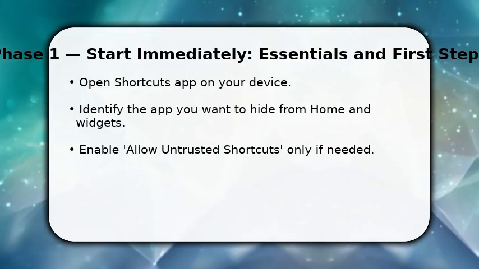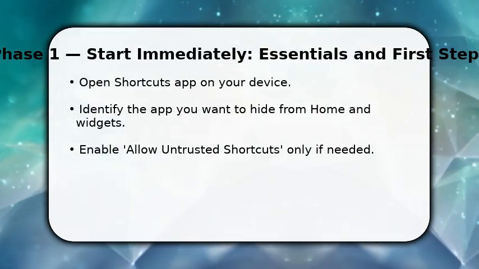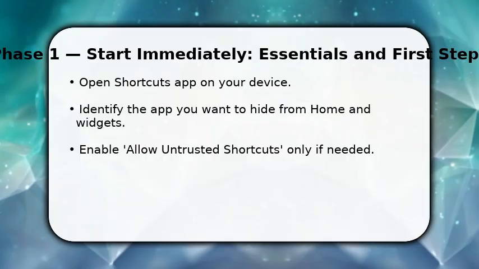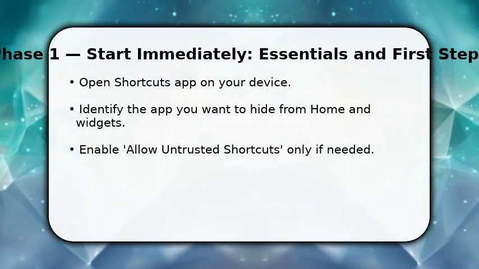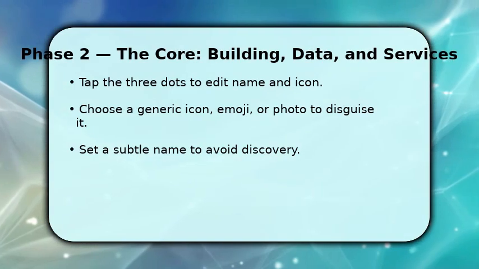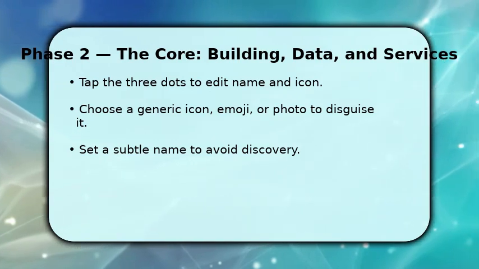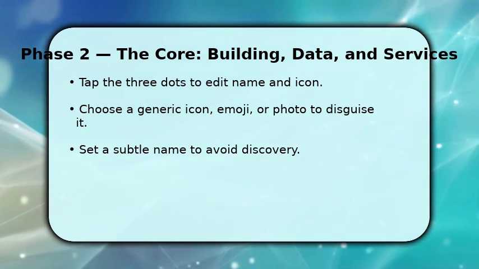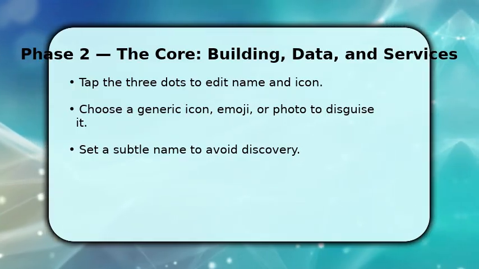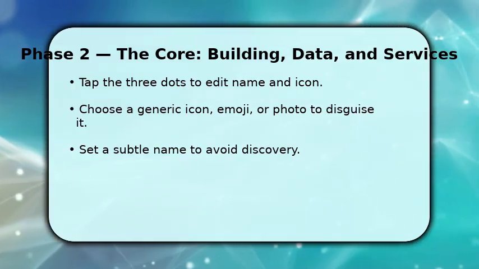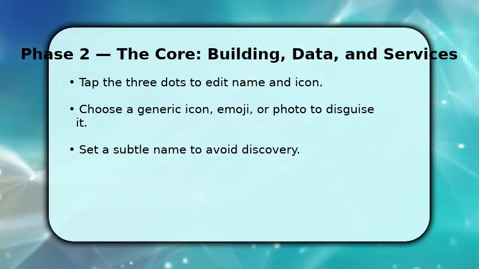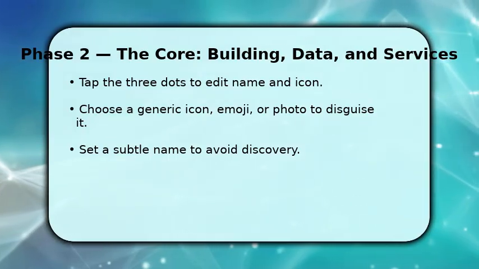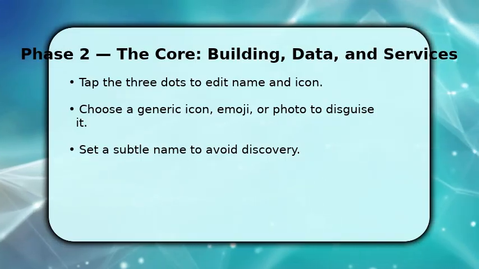You do this now because packaging the app into a shortcut is what lets you hide its icon later without deleting or offloading the original. Now customize the shortcut so it doesn't look like the real app. Change the name and the icon under the three-dot menu because appearance controls discoverability. Once done, pick a neutral image or an innocuous emoji and shorten the name to something that blends in.